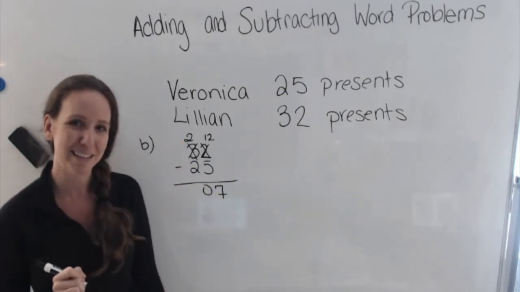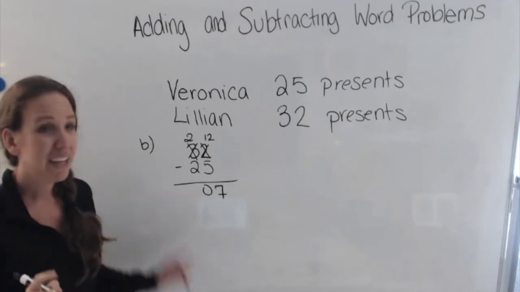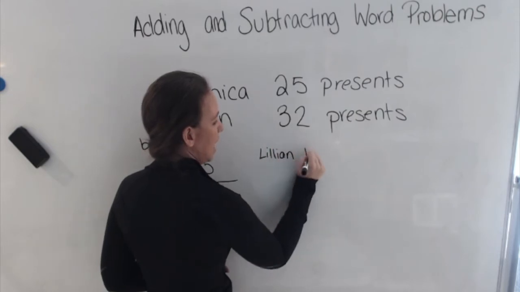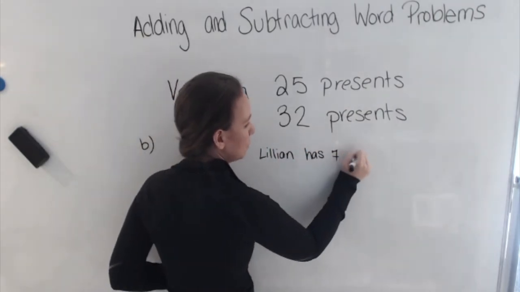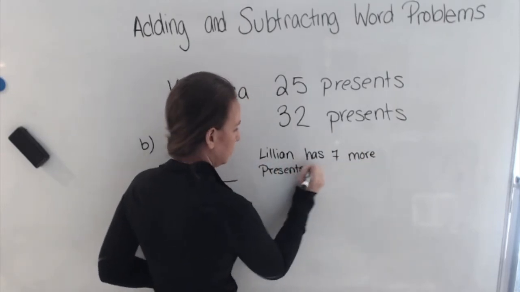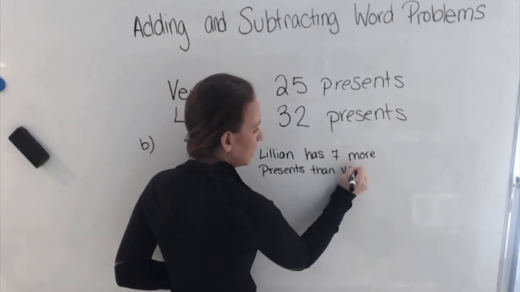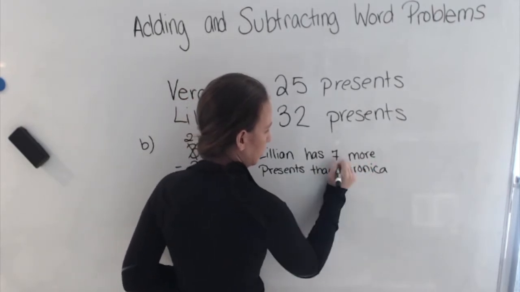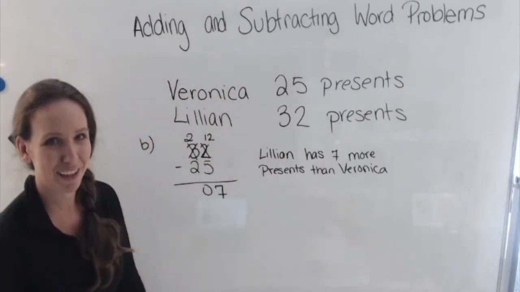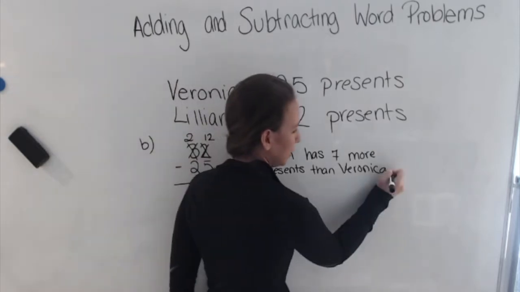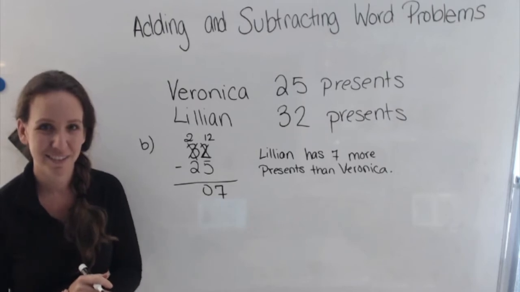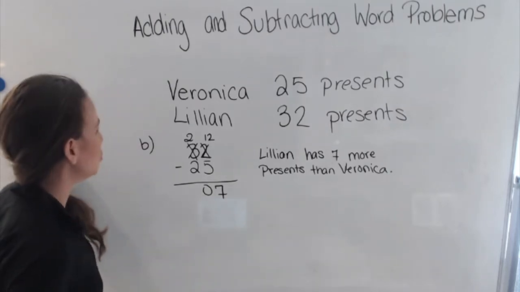So what would my sentence be? If you said Lillian has 7 more presents than Veronica, you would be absolutely right. But I did forget one thing. Remember, a sentence should always end with a period. How is that? Great. So let's do number 2 together.